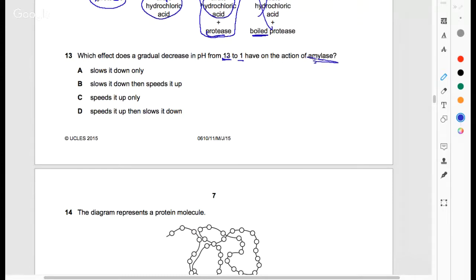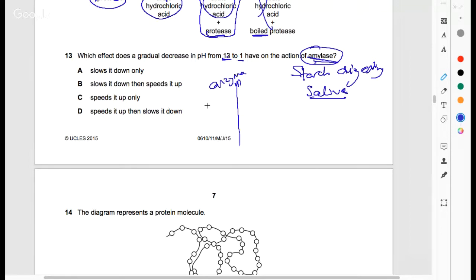And amylase is a starch digesting enzyme in saliva, in the mouth. So saliva is slightly alkaline, but it's probably pH 6 or something, pH 6.5. So amylase is going to work optimally at pH 6.5. So if we think about our graph of enzyme activity against pH, amylase is optimal at about pH 6, let's say. So this is pH 1, this is pH 13, and this is going to be its high point.